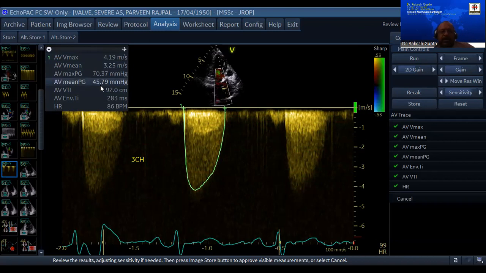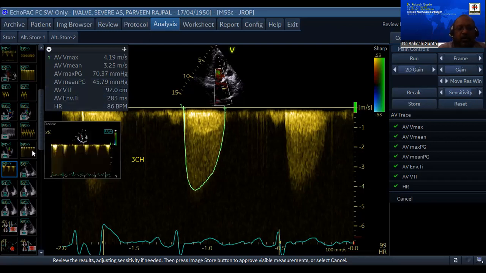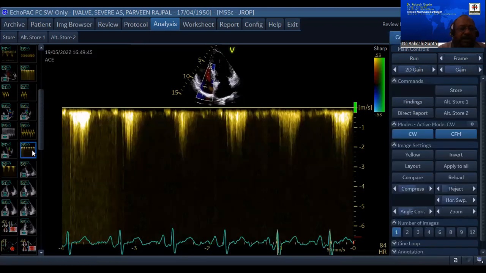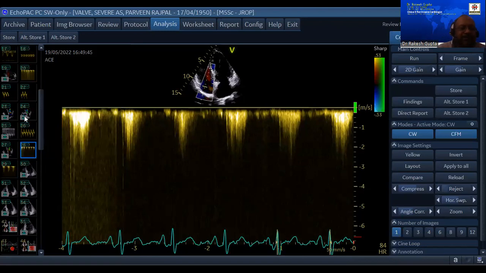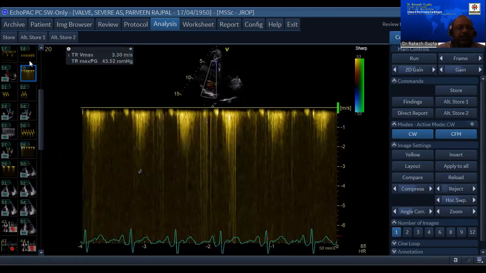So I'm just going to write it down for you. Velocity is more than 4 meters per second. Mean gradient is 45, and VTI is 92 centimeters. This is all what we need from here, right? Then what do we do? We go to the LVOT. LVOT is where? Just before the aortic valve leaflets. So let me just look at an LVOT.